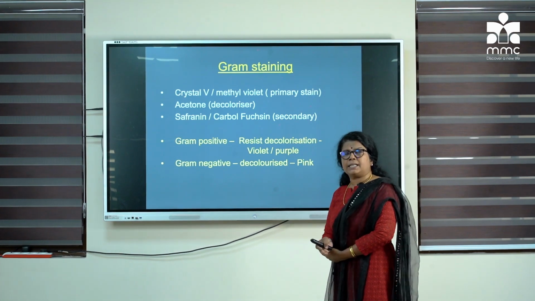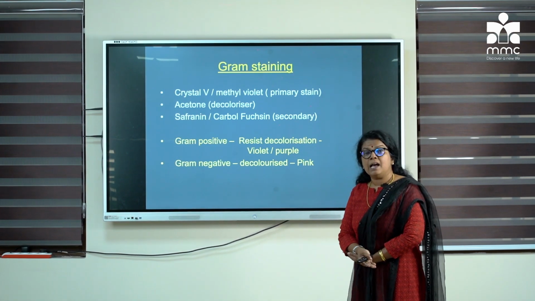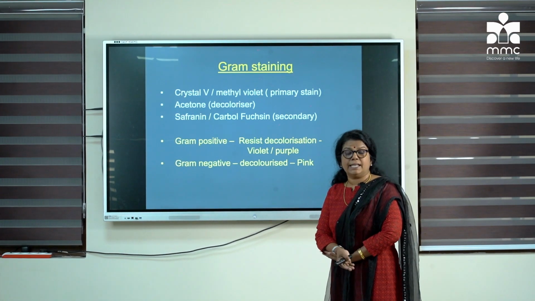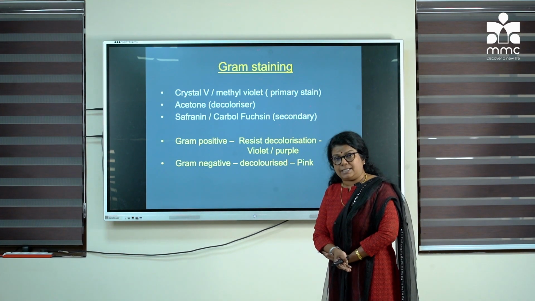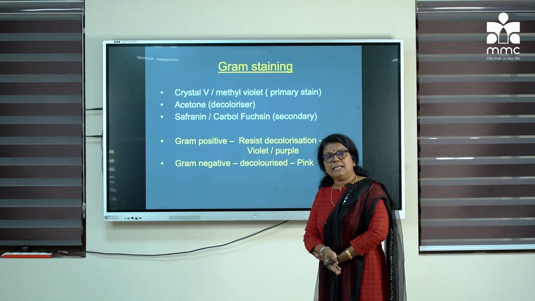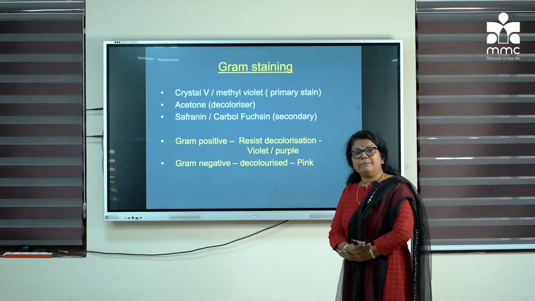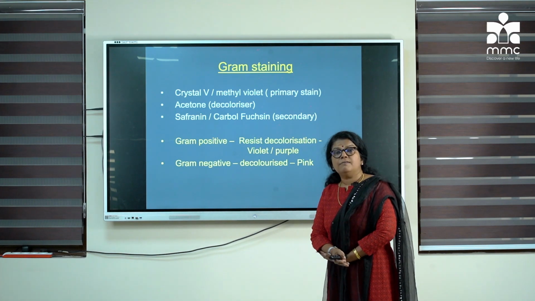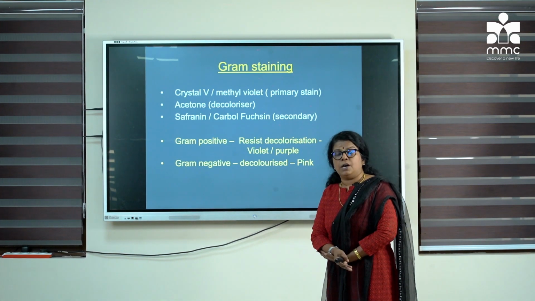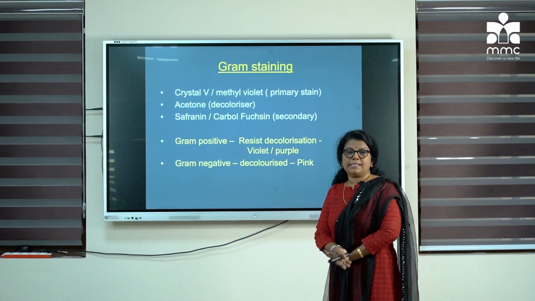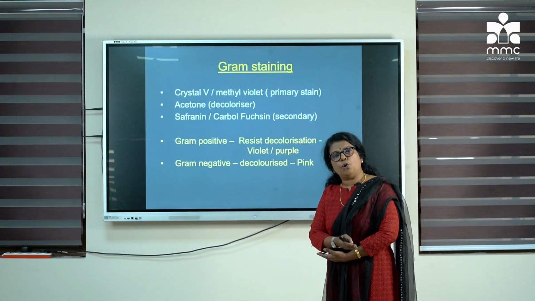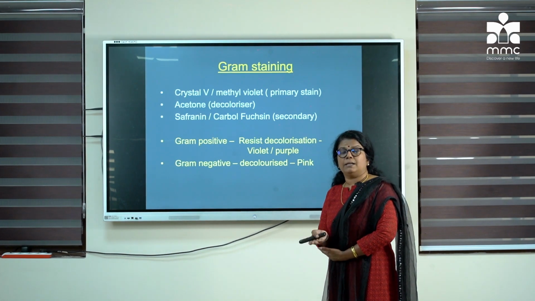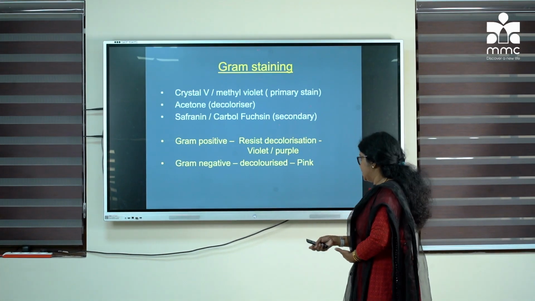Gram positive bacteria resist decolorization and retain the color of the primary stain, so at the end of the staining technique they look purple or violet. Whereas gram negative bacteria lose the primary stain during the decolorization step and take up the color of the secondary stain, which is safranin, and they appear pink. So this is the observation. At the end of the staining, either the bacteria will look blue or violet, or else pink. Pink ones are gram negative and blue or purple ones are gram positive.